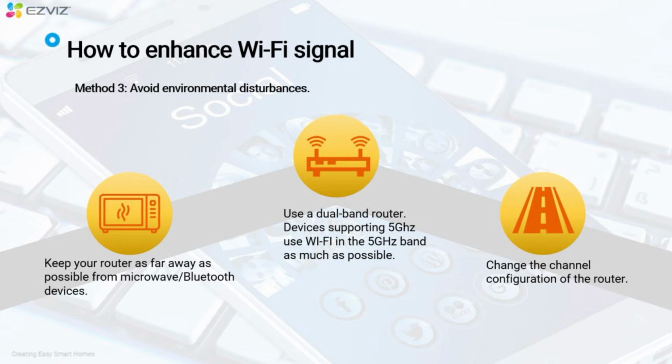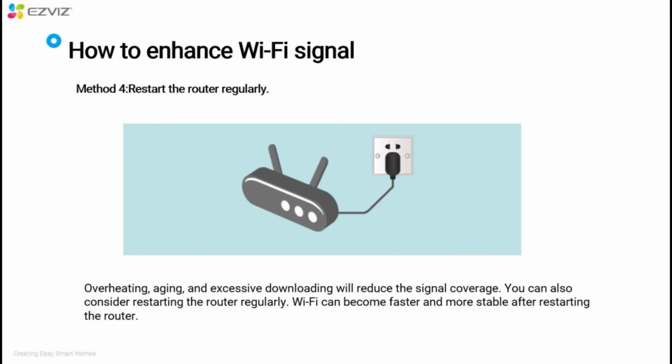The third method is to avoid environmental disturbances. For example, you need to keep your router as far away as possible from the microwave and Bluetooth devices, and use dual band routers and devices supporting 5 GHz. Use Wi-Fi in the 5 GHz band as much as possible, and you can change the channel configuration of the router. The method 4 is to restart the router regularly.